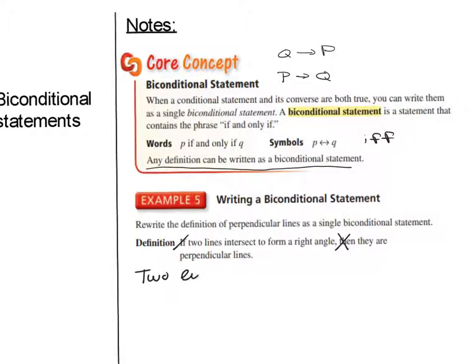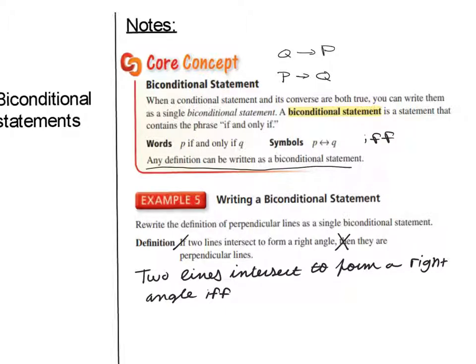Two lines intersect to form a right angle if and only if they are perpendicular. You can write perpendicular or perpendicular lines.